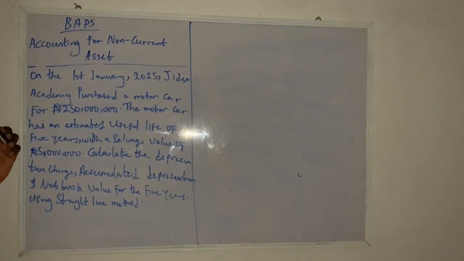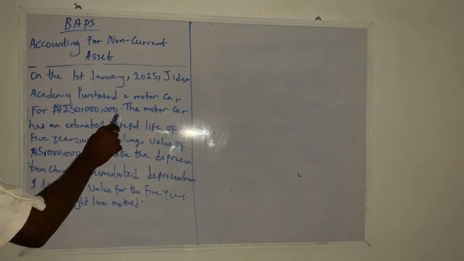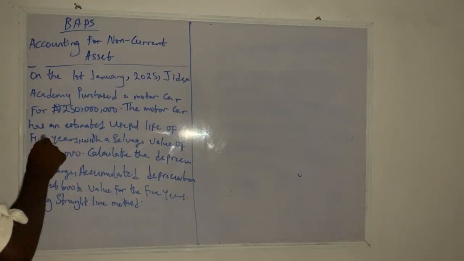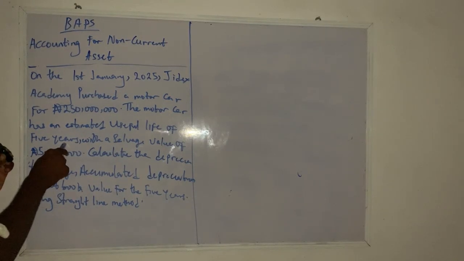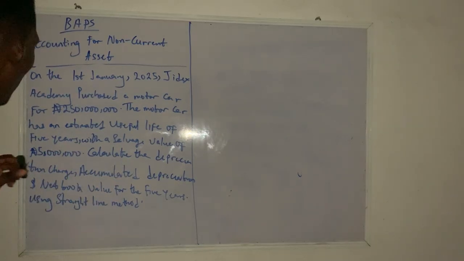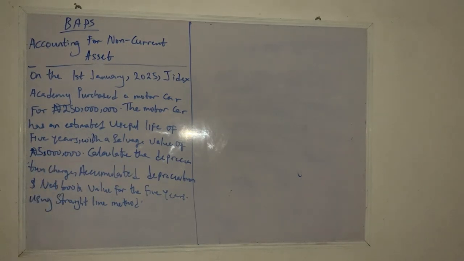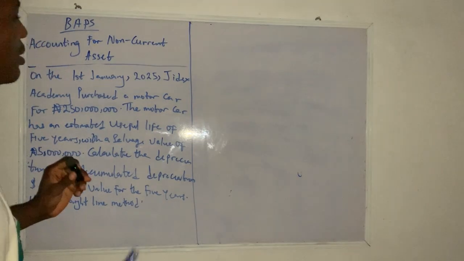On the 1st of January 2025, Julius Academy purchased the motor car for 250 million naira. That's our cost. The motor car has an estimated useful life of 5 years. That's our estimated useful life. With a salvage value of 5 million naira. Calculate the depreciation charge, accumulated depreciation, and net book value for the 5 years using straight line method.